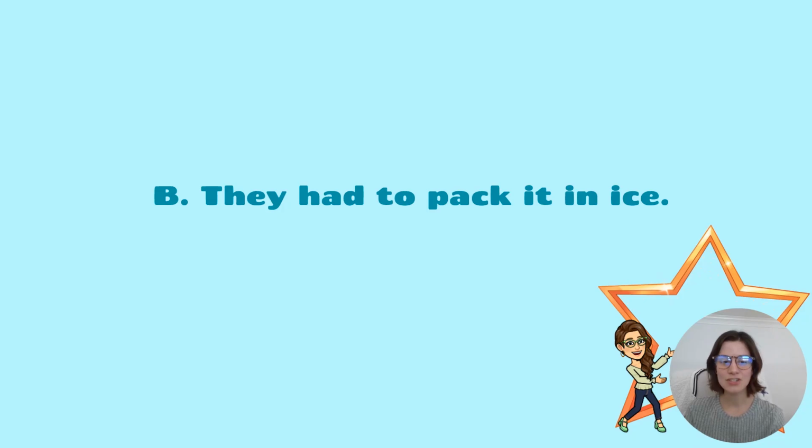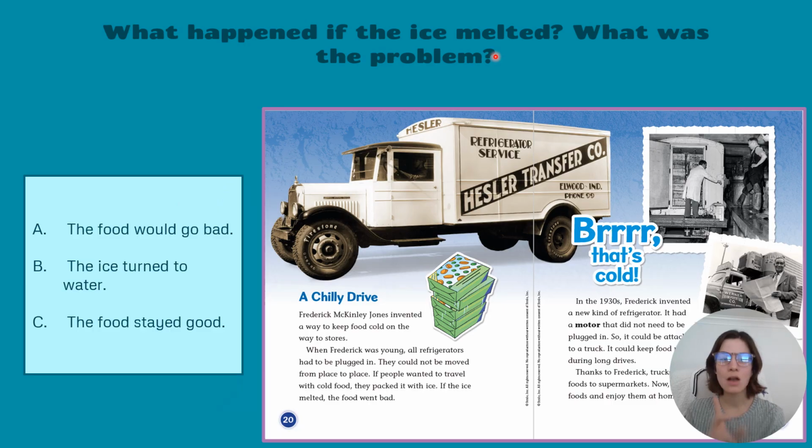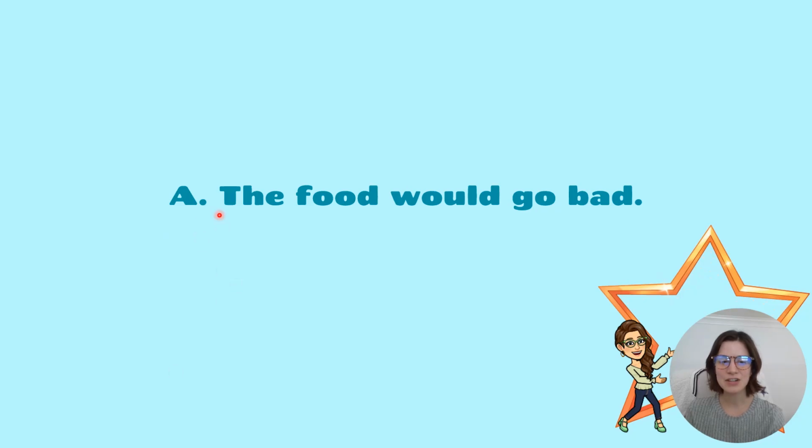All right, guys, the answer was B. They had to pack it in ice. What happened if the ice melted? What was the problem? A, the food would go bad. B, the ice turned to water. Or C, the food stayed good. You can pause this recording, write your answer, and press play when you are ready to continue. The answer is A, the food would go bad.